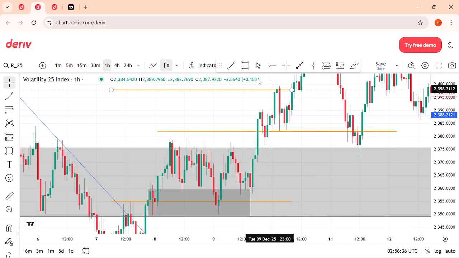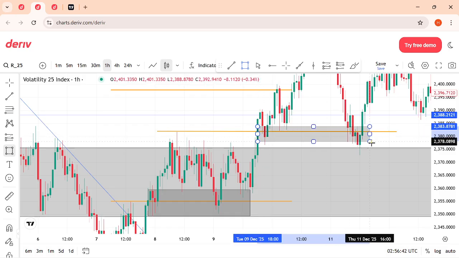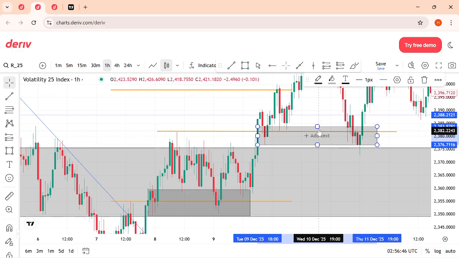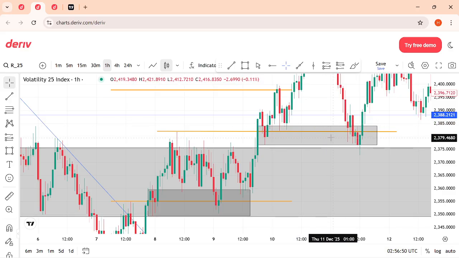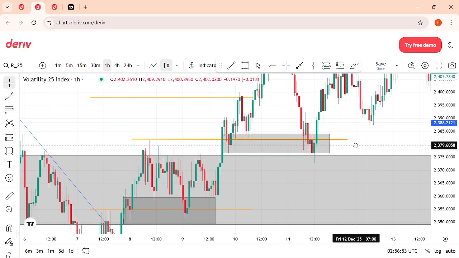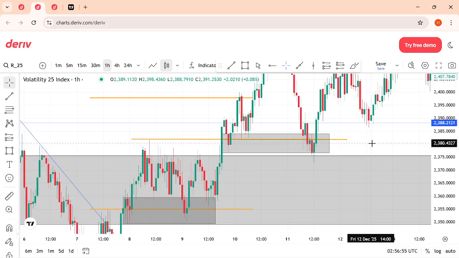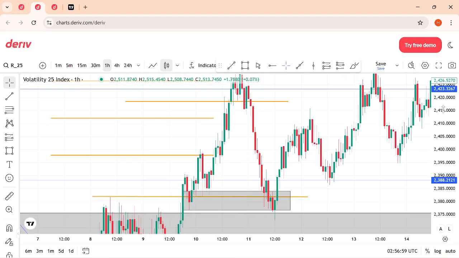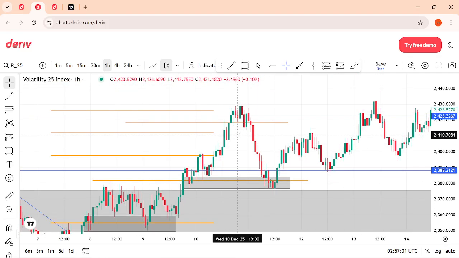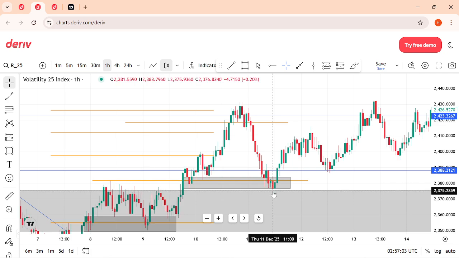So again, we saw a break of structure here, and we also saw our order block here in alignment to the break of structure. So we saw it here, and this is it. What can you also see? You can see that we had price rally to the upside, which is also okay, and it dropped massively to the downside, which is to our order block zone, and then you're able to take the trade.